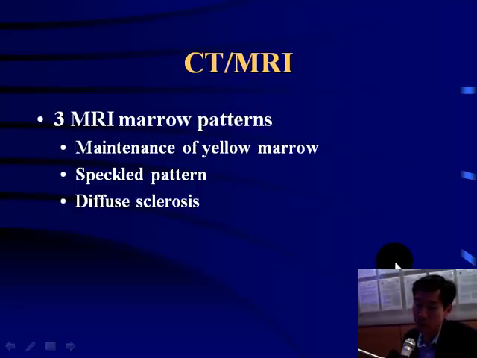So that's the appearance of patches on CT scan. On MRI, there are 3 bone marrow patterns that have been described. Most importantly, we want to see preservation of the normal yellow marrow, maintenance of the yellow marrow pattern. There's also a speckled marrow pattern, and there's a diffuse sclerosis.